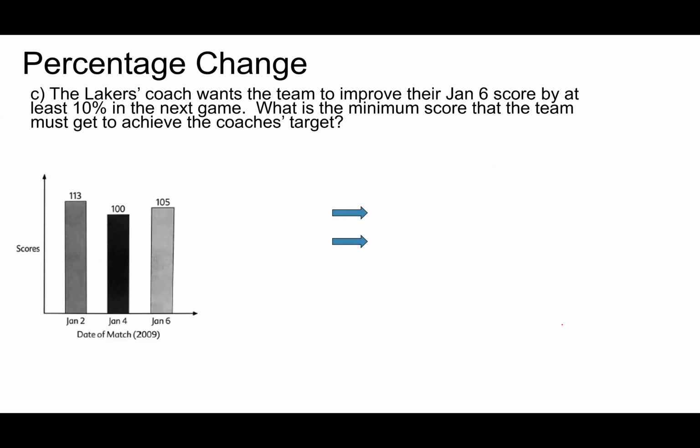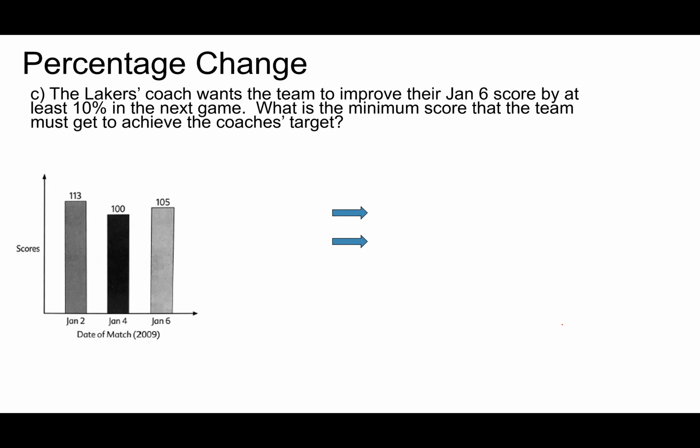All right, letter C. The Lakers' coach wants the team to improve their January 6th score by at least 10% in the next game. What is the minimum score that the team must achieve to get to the coach's target? Ooh, this one's a lot harder, isn't it?